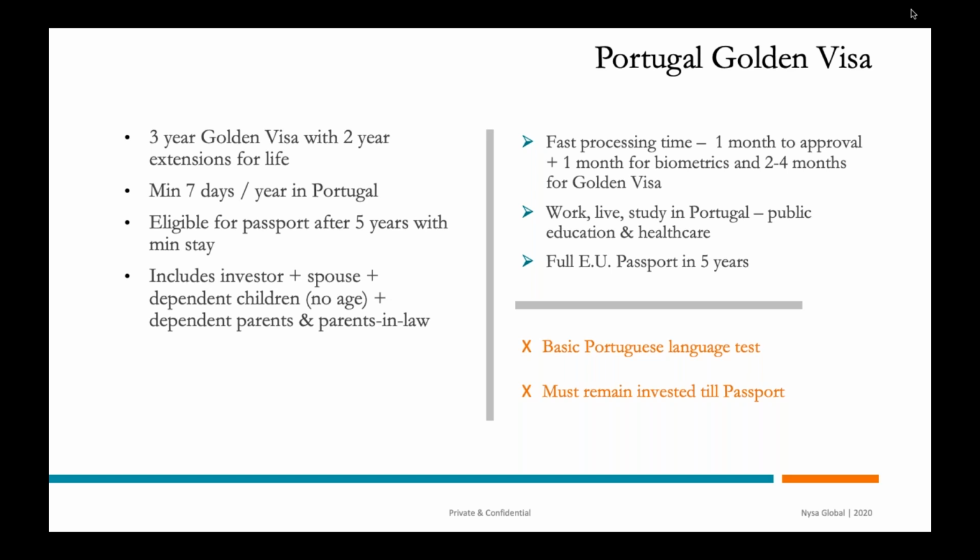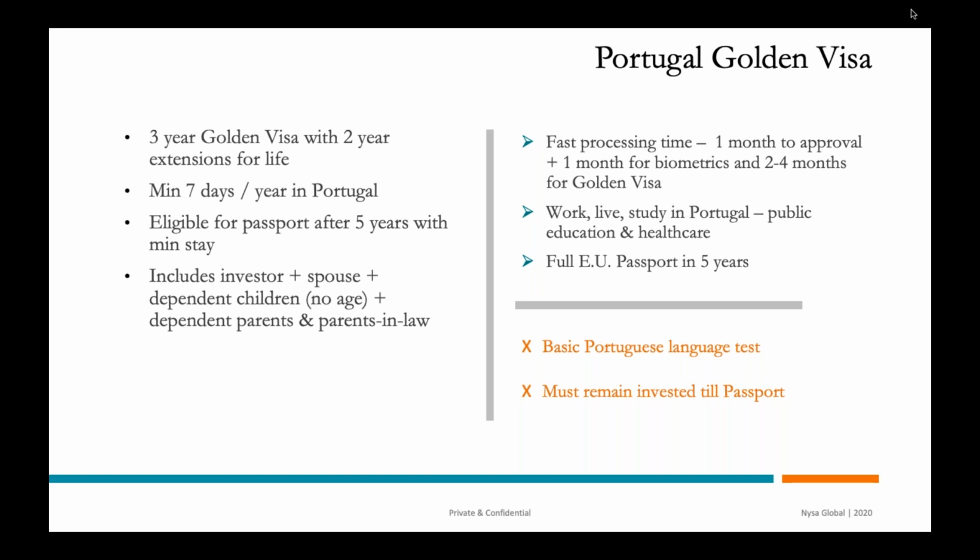Initially, you get it for 3 years, and then extensions of 2 years. You're eligible for a passport after the 5th year of being on your golden visa. It includes the investor, spouse, plus all dependent children. There is no age limit for children, which is a very big plus point, as long as they can be shown as dependent, i.e. they are in full-time education or part-time education, and dependent parents and parents-in-law that are 56 and above, and for 65 and above, there's no dependency requirement to be shown.